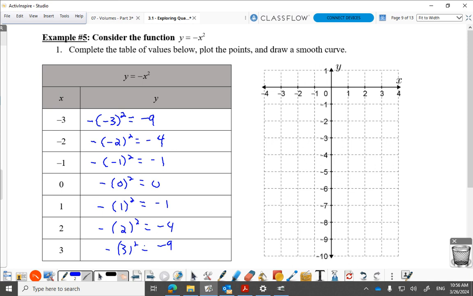Now, that could mess some people up. You're like, wait a minute, I thought when you squared a number, you always got positive. What's happening here? I did get positive. 3 squared is positive. But then there was a negative out front of the whole thing. So those positive numbers all became negative, and I get this graph instead.